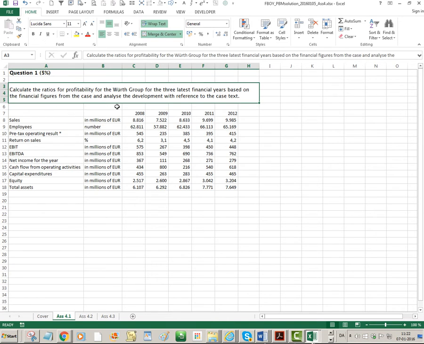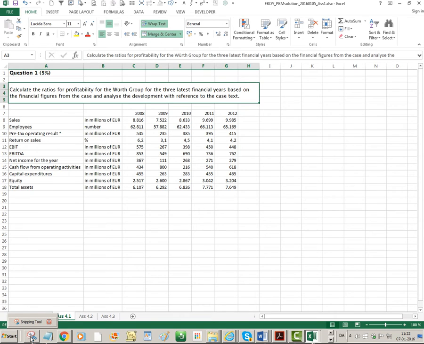So let's go back and read the question. Calculate the ratios for profitability of the Wurth group for the last 3 financial years and analyze with reference to the case text. Okay, so we have these numbers. We don't need all of them, but I imported it all. So, the ratios for profitability, that's a good question. What are those ratios? This is basically something you heard about in the first semester of your basic program in ratio analysis. We have been talking about it sometimes in this semester.